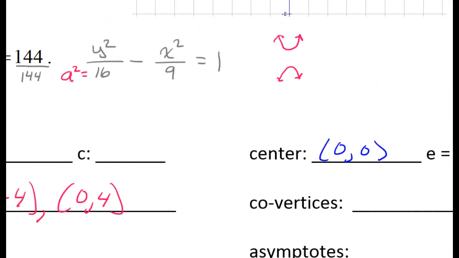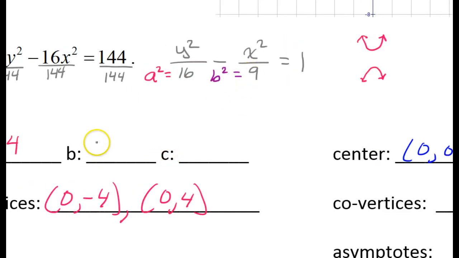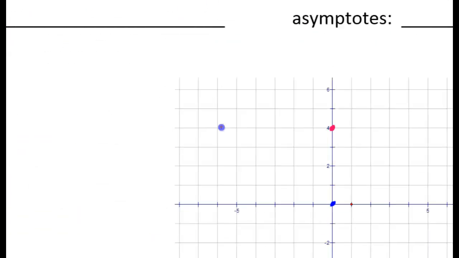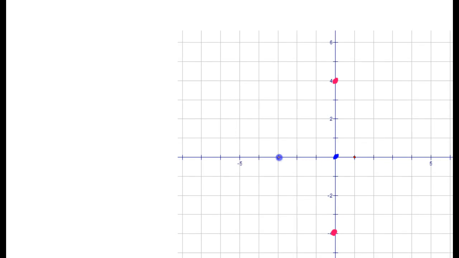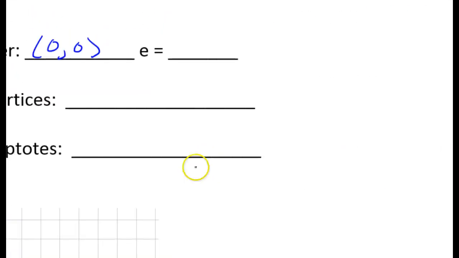All right, those are the vertices. Similarly, we can find the co-vertices. The negative denominator, the second denominator, will always be b squared for hyperbolas. So therefore, b is going to be 3. Since the 9 is the denominator of the x term, I will do plus or minus 3 in the x direction. So starting from the center, I will go 3 to the left and 3 to the right. These will be my co-vertices: negative 3 comma 0 and positive 3 comma 0.